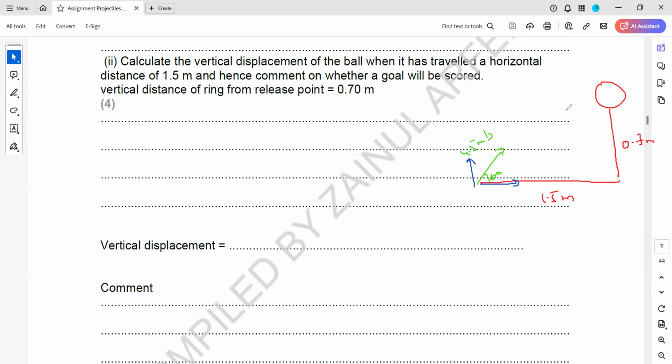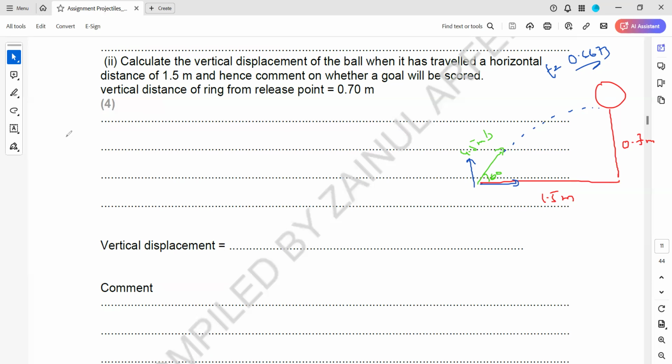So the question is, calculate the vertical displacement. We want to know what height it will reach. And we know it is taking 0.667 seconds because that's related to the previous part. So we need the vertical height. How to work out the vertical height? Whenever there is vertical motion, it is decelerating, so we will use the equation of motion.